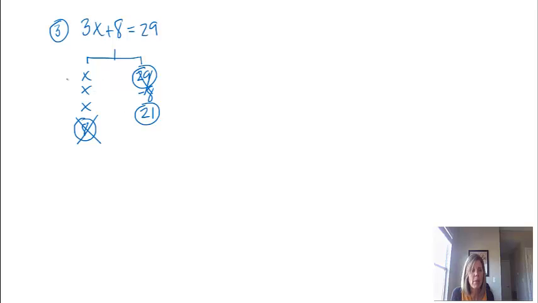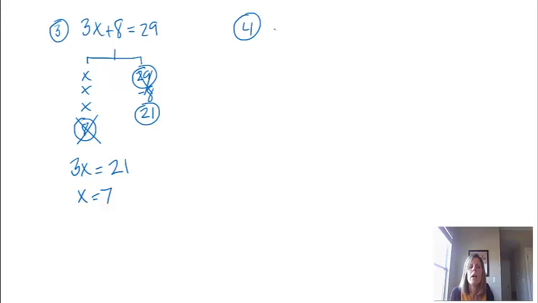Okay, so now I can write my new equation. So on the left side, I see 3 x's. On the right side, I see 21. And then from here again, just thinking about it, if I have 21 and I have to divide it between 3 x's, each x would have to be 7. And I have it solved. So not every problem is a super long problem.